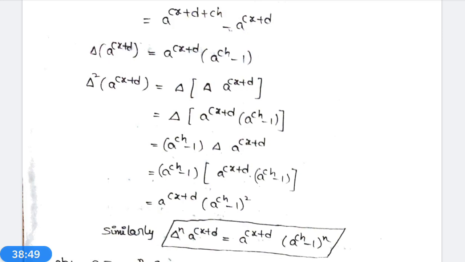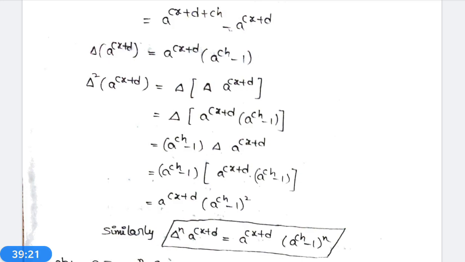into delta of a power cx plus d, which is equal to a power ch minus 1 into a power cx plus d into a power ch minus 1. Not ch minus 1, a power ch minus 1 whole squared. Therefore, delta square a power cx plus d is equal to a power ch minus 1 whole squared into a power cx plus d.